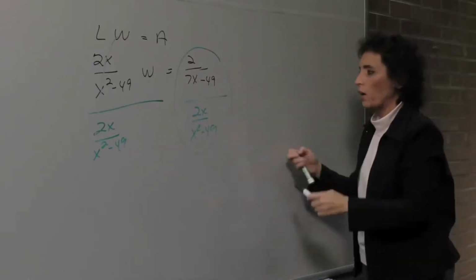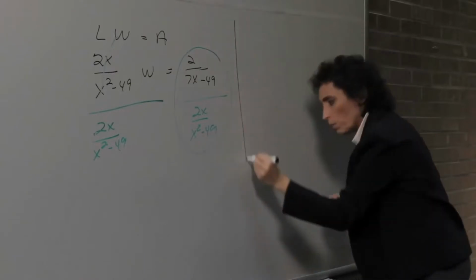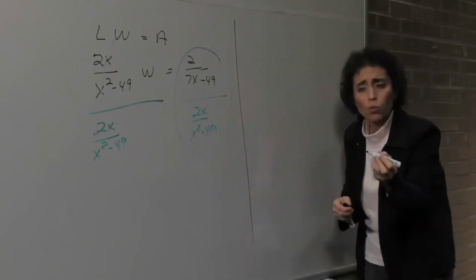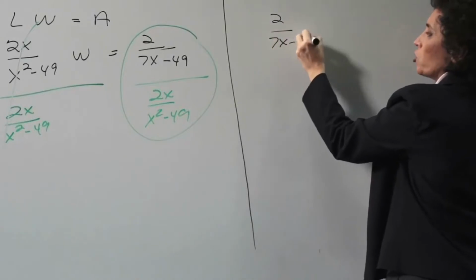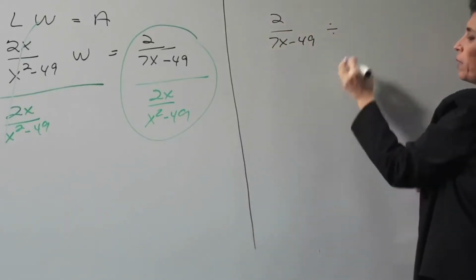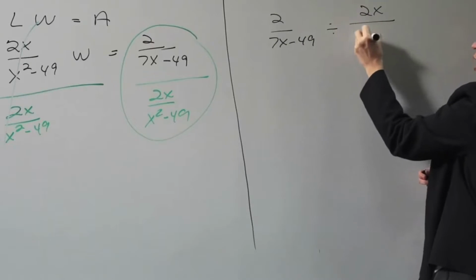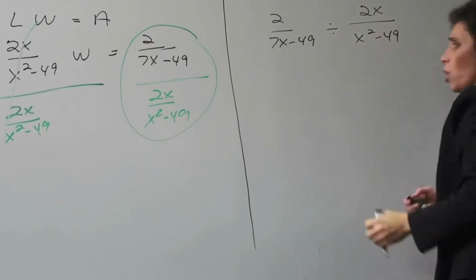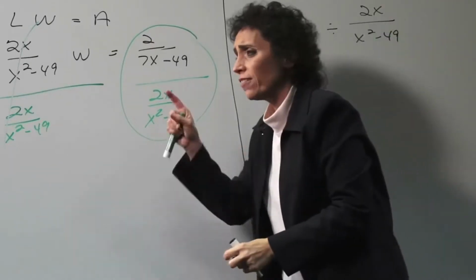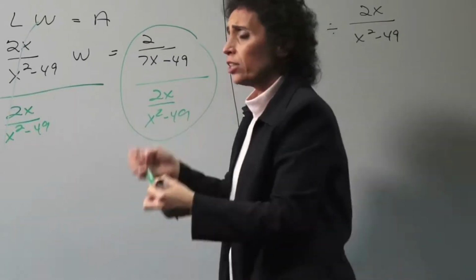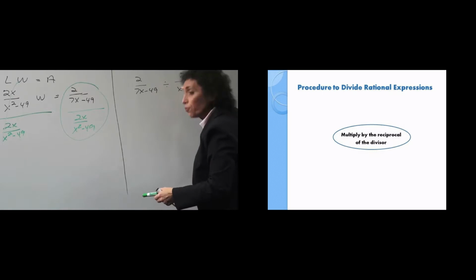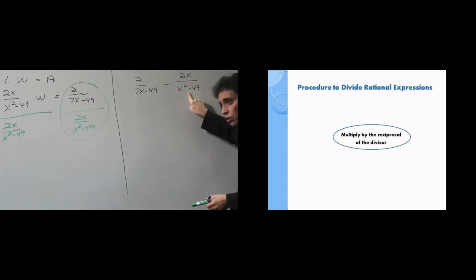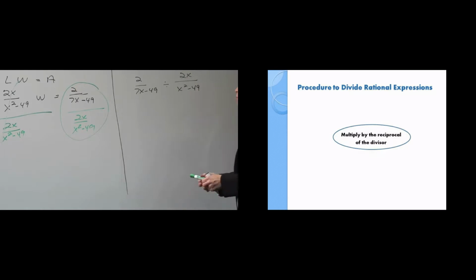So now we've done multiplication, and we have this need for division. We're taking 2 over 7x minus 49, and we're going to divide it by 2x over x squared minus 49. So now we're just going to go one step further than multiplication and do division. And how do you do division? Well, you remember, you flip, or multiply by the reciprocal of the divisor. So this is the divisor, you multiply by the reciprocal.